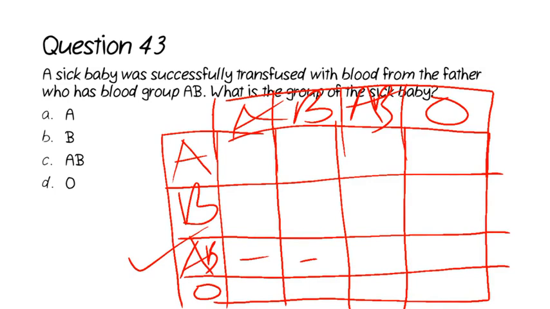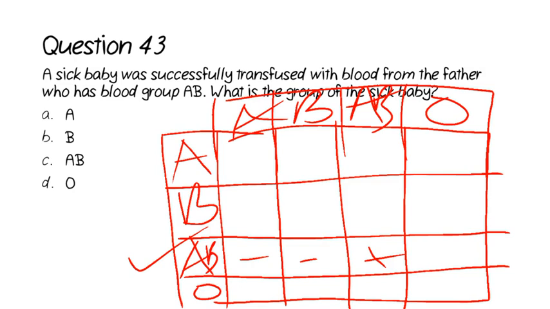Can a person with blood group AB give blood to a person with blood group AB? This is possible. Why is this possible? This is possible because in the plasma of somebody who has blood group AB, there are no antibodies. Therefore, there will be no agglutination.